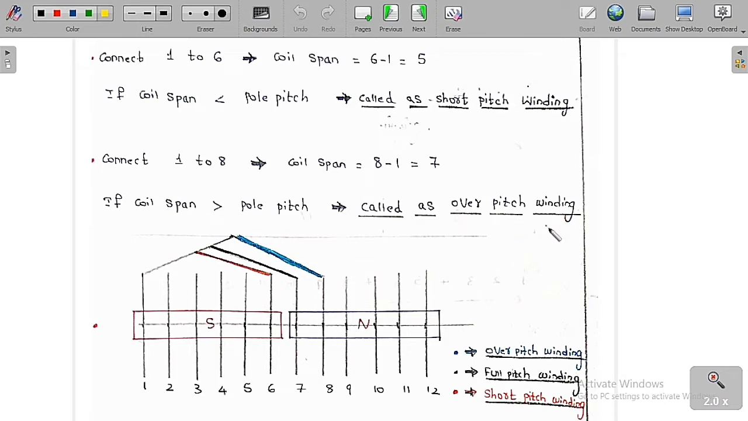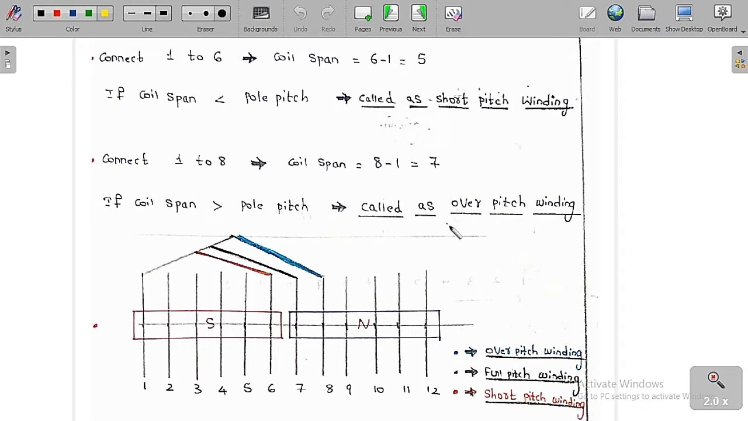These things I already told you. If the coil span is greater than the pole pitch, it is called an over pitch winding. If I connect the conductor in slot 1 to the conductor in slot 8, the coil span is 8 minus 1, which is 7. In this case the pole pitch is 6, so the coil span is greater than the pole pitch, and it is called an over pitch winding.